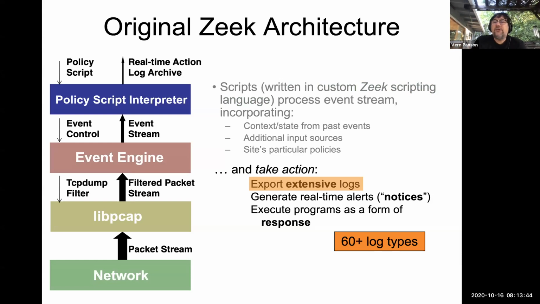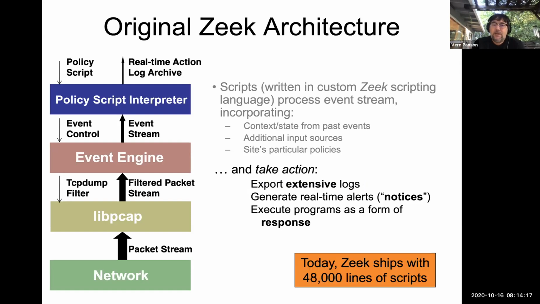In the original design, all of this was sort of meant to be equally important. The number one use case today, though, is those logs. People run Zeek in order to have this detailed information about everything that happened in the past. Really valuable for analyzing incidents, investigating network weirdness, and threat hunting. And there's more than 60 types of logs that ship with the system.